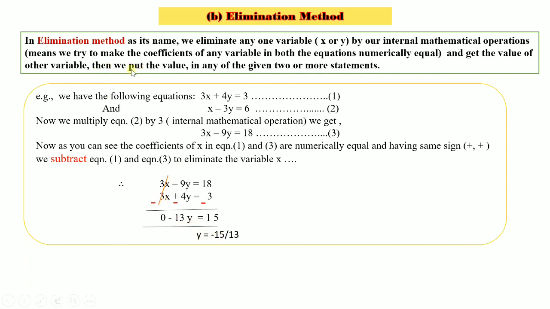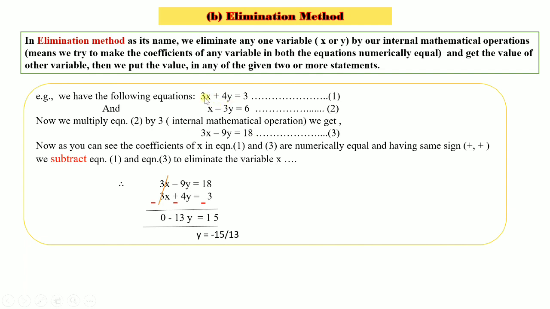Now the last step we are going to perform is that we put the value in any of the given two or more statements. Statement means these equations 1, 2, 3. So we got y is equal to minus 15 upon 13. Now it is our choice, where we are comfortable, we will put the value of y equal to minus 15 upon 13 in any of these 3 equations. Whichever equation you find simpler, you put it in that equation.